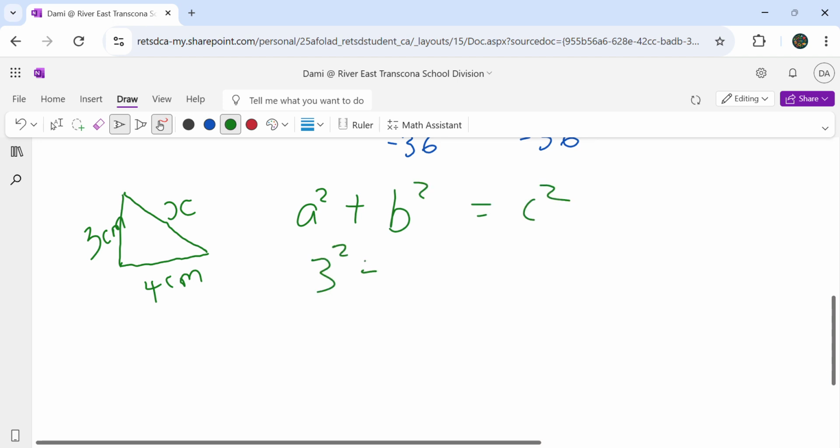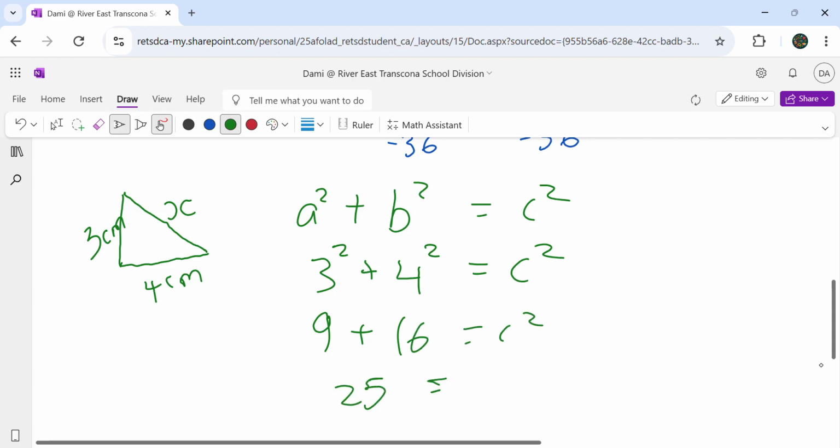3 squared plus 4 squared equals c squared. 9 plus 16 equals c squared. 25 equals c squared. Square root both sides. C equals 5 centimeters. No arm work.